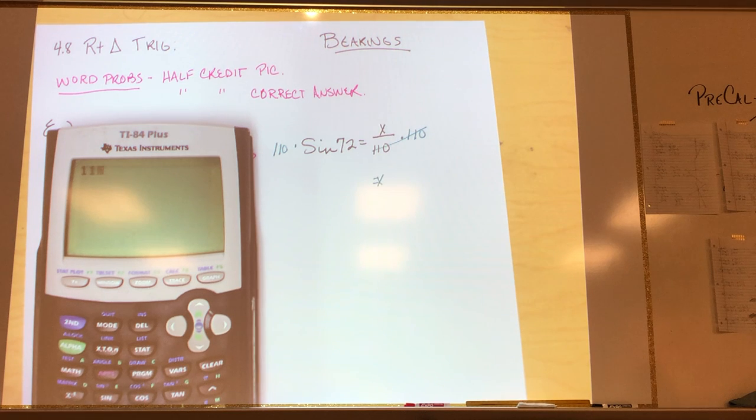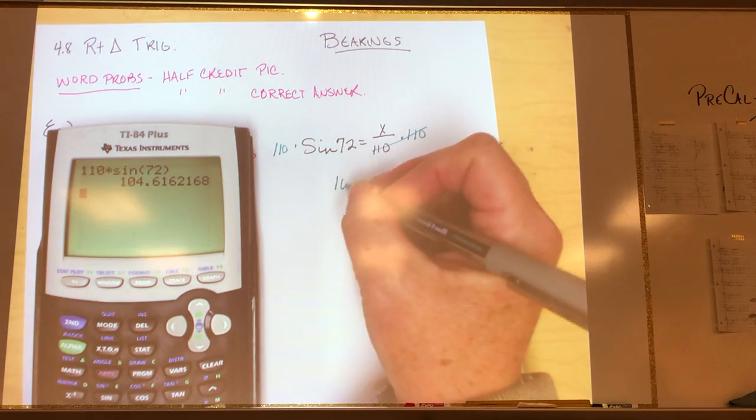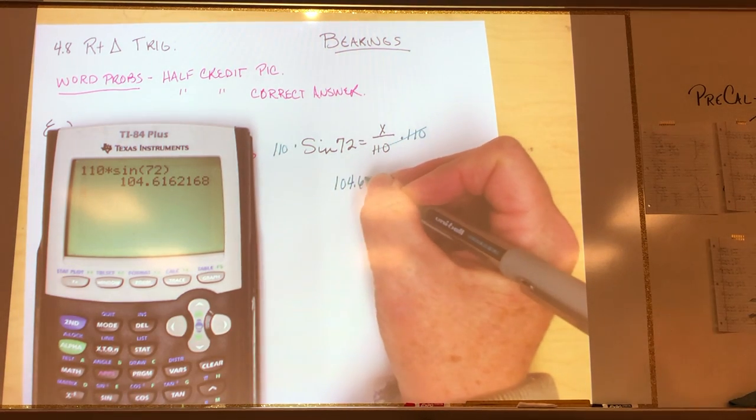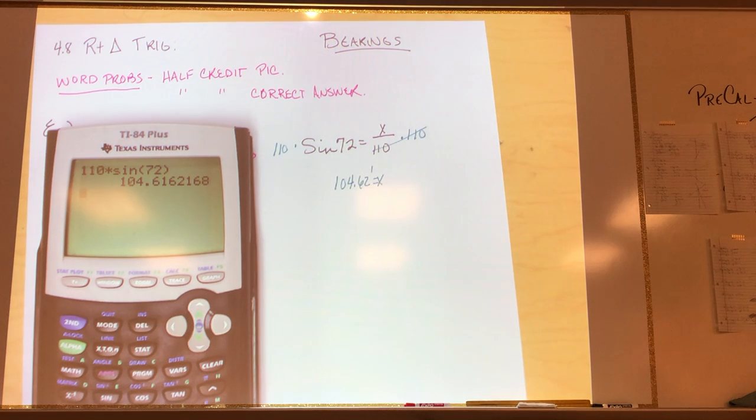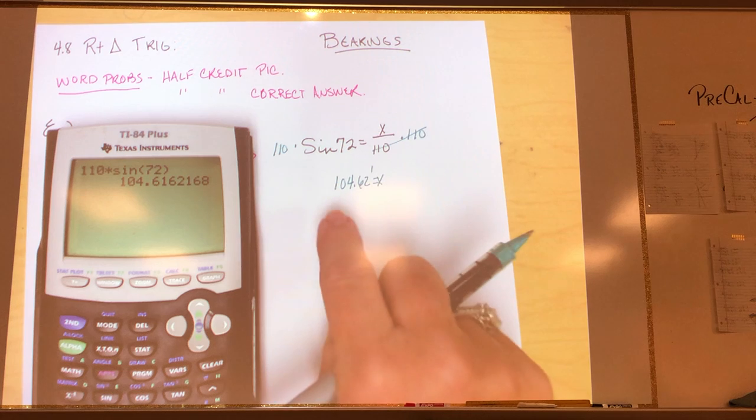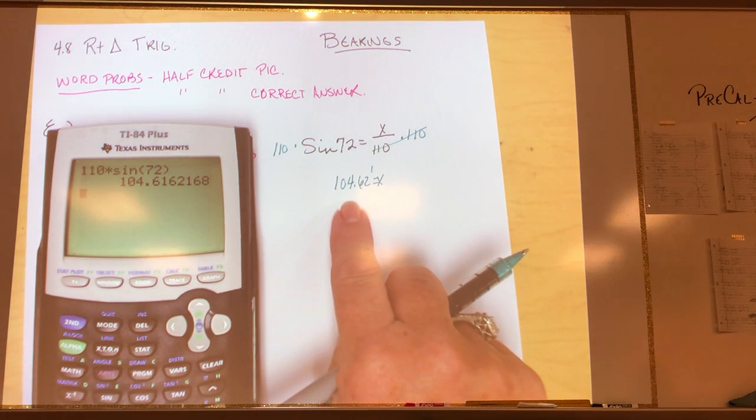So I'm going to say 110 times the sine of 72. So 104.62 feet. Is that reasonable? That's reasonable. Yes. We know it's not going to be more than what? Our hypotenuse, which is 110.